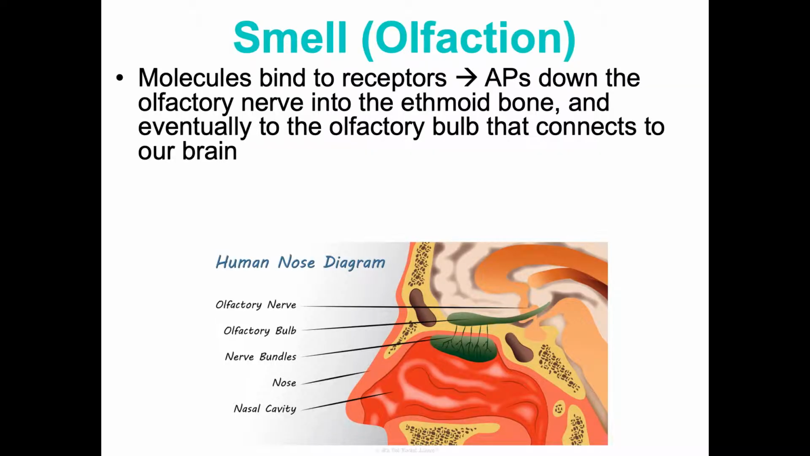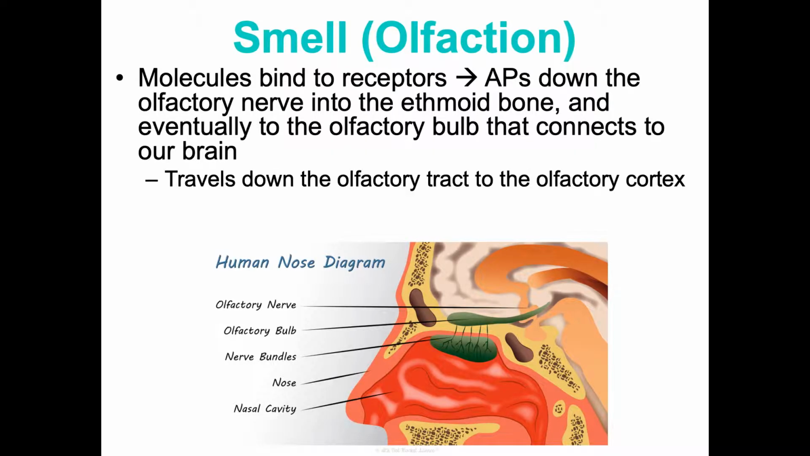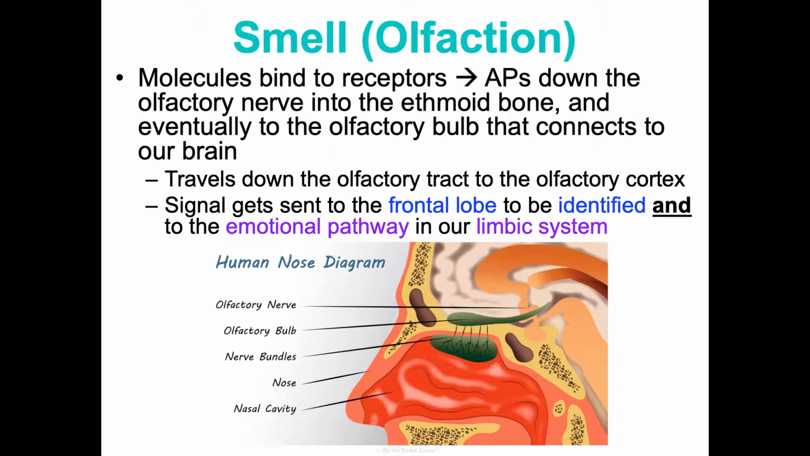Essentially, what goes down is those molecules come in, they're dissolved in fluids in your nasal cavity. They bind to receptors, chemoreceptors specifically, and then those will send action potentials down the olfactory nerve into the ethmoid bone, and then eventually to the olfactory bulb that connects to your brain. And so it's traveling down something called the olfactory tract to the olfactory cortex.